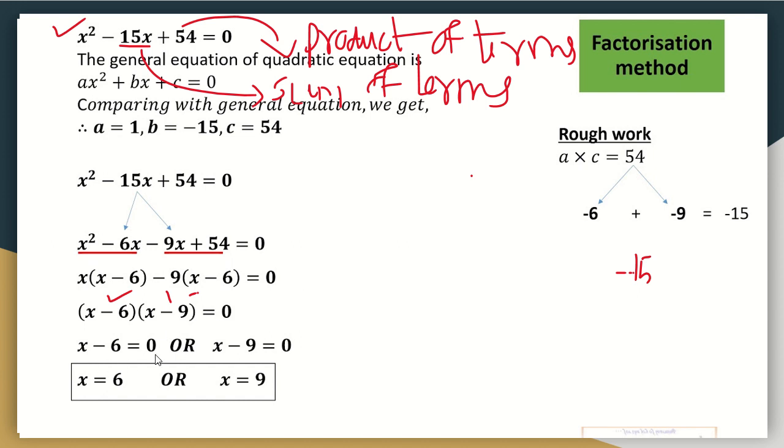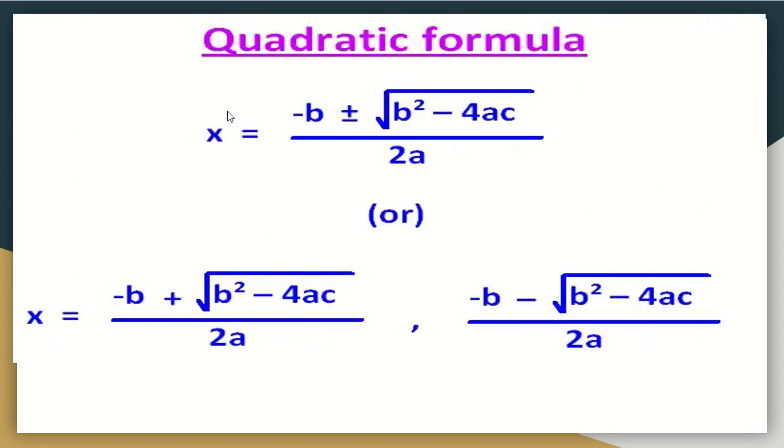x minus 6 is equal to 0, so x is equal to 6. x minus 9 equal to 0, x is equal to 9. Like this, you can solve this through the factorization method. Right? This is called the factorization method. Next, we are going to see the quadratic formula. What is the formula?